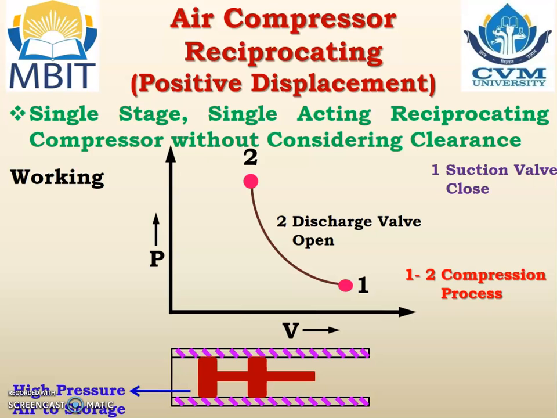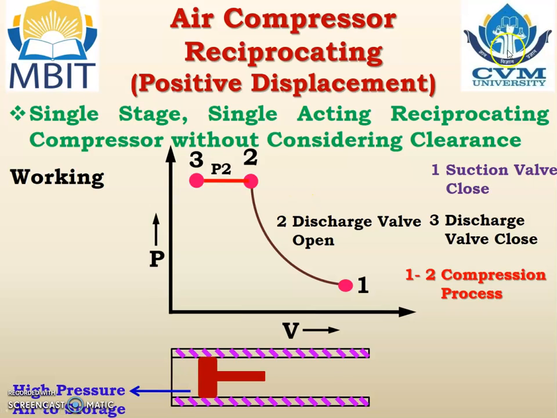Again, the piston continues to move from right hand side to left hand side. And at point number 3, the discharge valve closes. But here, point number 3 is not on the y-axis because the piston does not touch or reach the cylinder head. There is always some gap. So, point number 3 is not at the y-axis.